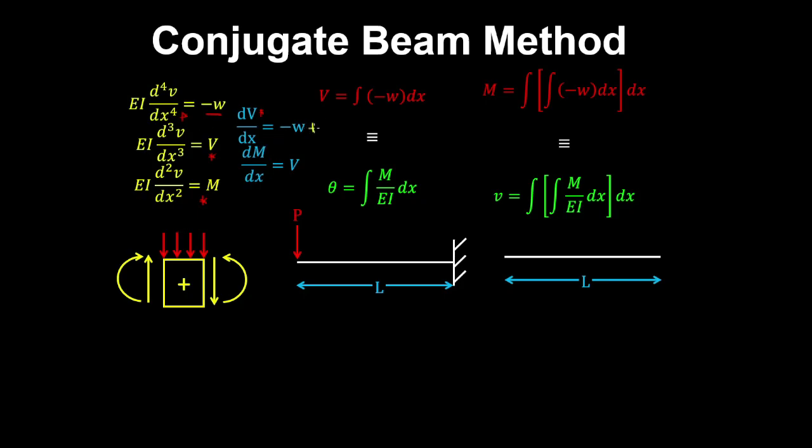Now if we integrate this expression, we get the integral form of the shear force, which is basically integrating the uniformly distributed load with respect to x. And then integrating this equation again gives the bending moment. And we call these the equations for our conjugate beam.